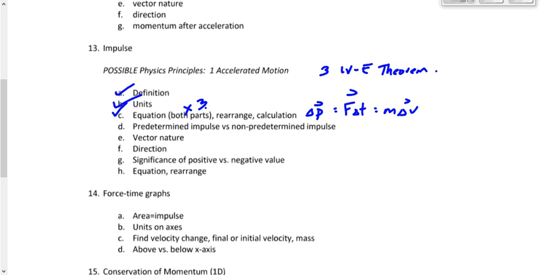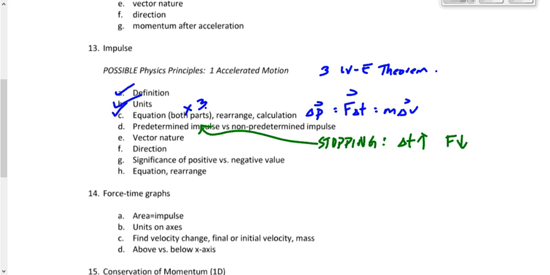What do we mean by predetermined impulse? Predetermined impulse is when an object is stopping. And remember, the idea is to increase the time, right? You don't want to decrease the time. You are a terrible engineer if you're trying to cushion impact by decreasing the time. You could not be more wrong. We want to increase the time and therefore decrease the force.